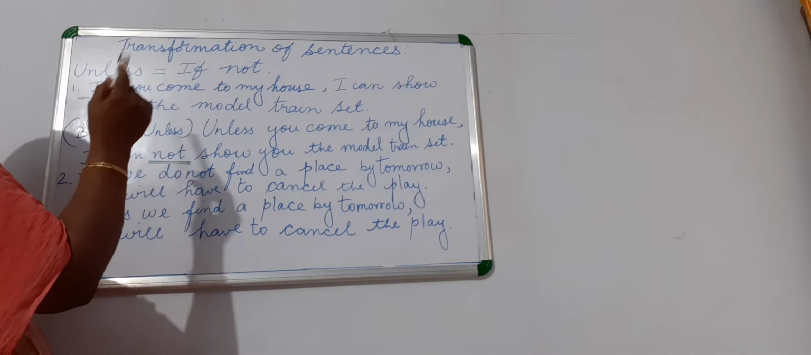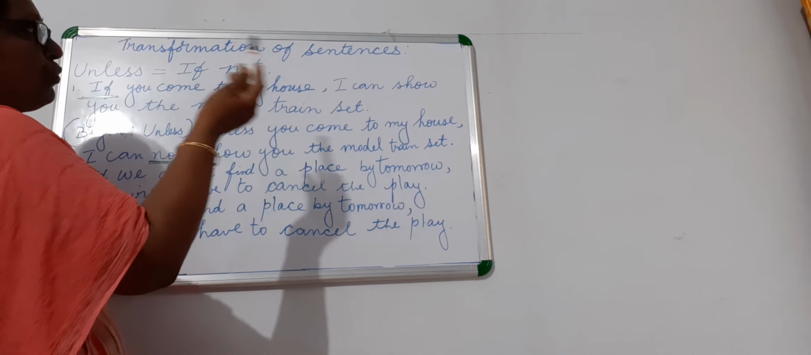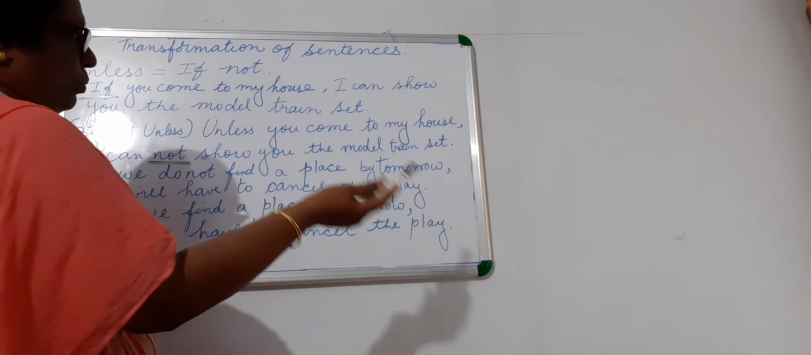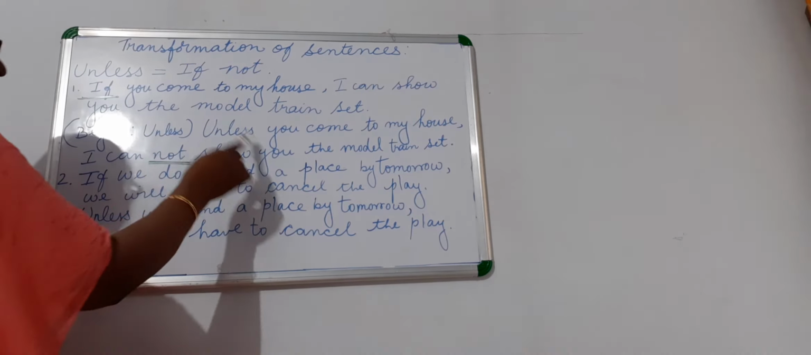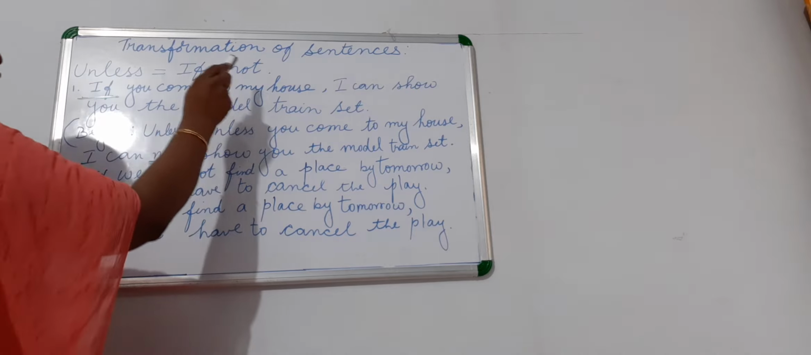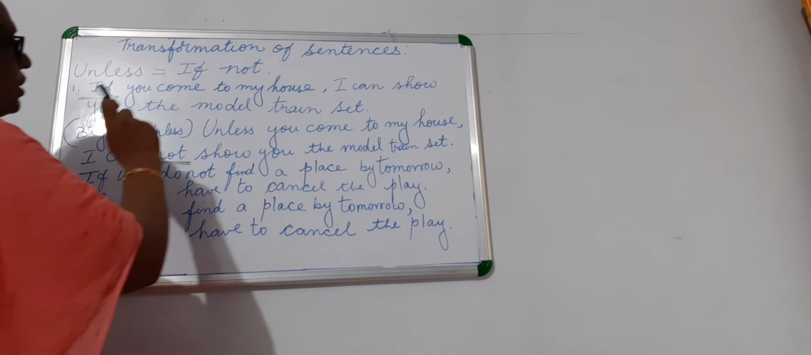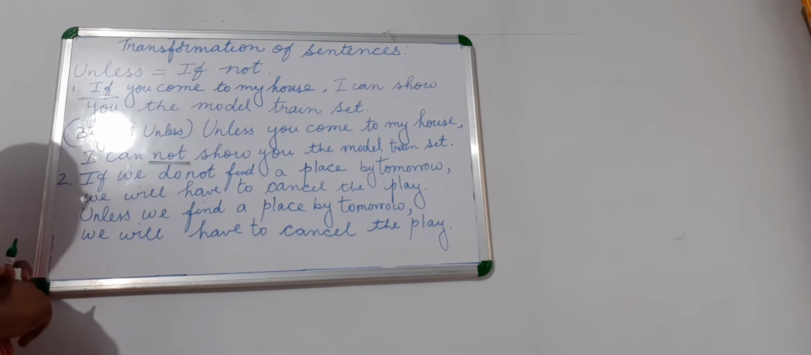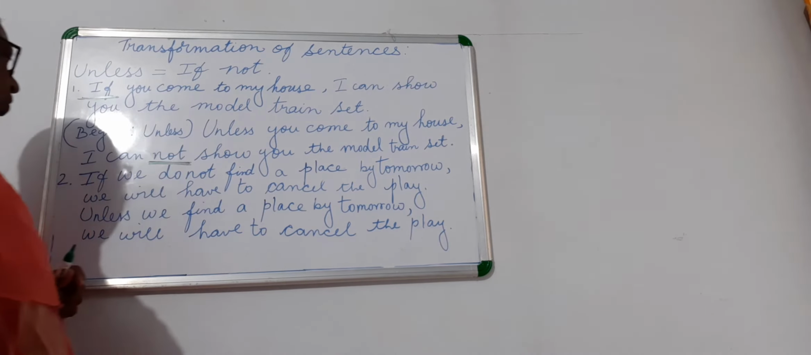If you come to my house, I'll show. If you do not come, then I cannot. That means unless you come, I cannot. I hope you have understood this sentence. So if and not should be there in the sentence when you use unless. If there is no not, you have to add not in the sentence. Then only the meaning of the sentence will not change.